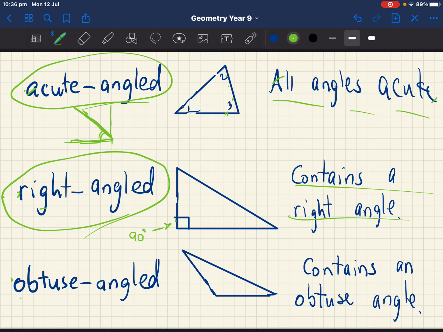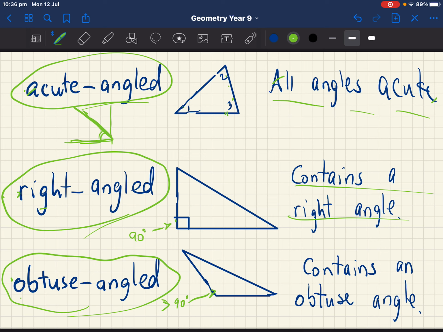And the third type of triangle you get is where there's an angle that's more than 90 degrees. So the actual size of the angle is larger than 90. You end up with an obtuse angle, something that is greater than 90 degrees. And of course, we call them obtuse angled triangles.